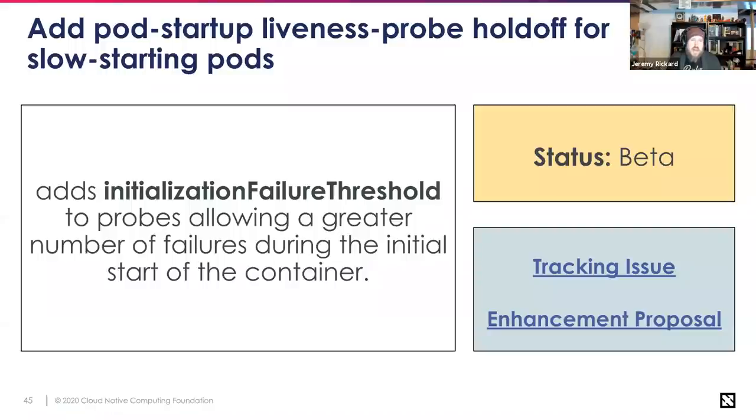Next up is adding startup liveness probe holdoffs. Sometimes you have pods that are really slow to start, and maybe the health checks or the liveness probes start to fail, and then the pod gets killed. This allows you to set an initialization failure threshold so that you can back things off and not start handling the failures on really slow to start containers. This one's beta as well. It's been around since 1.16, but now it's beta, so you'll be able to use this without turning feature flags on.